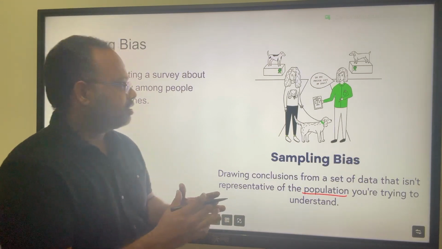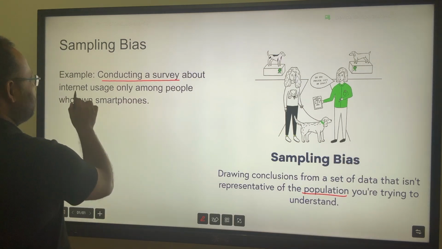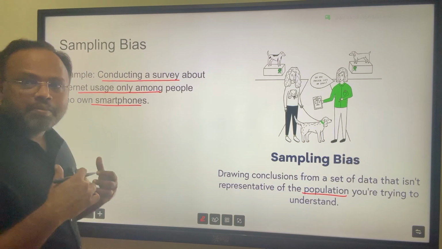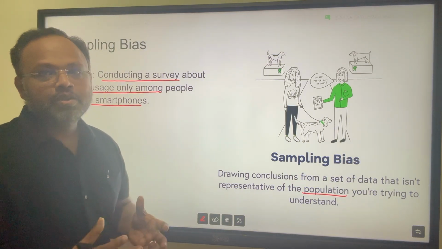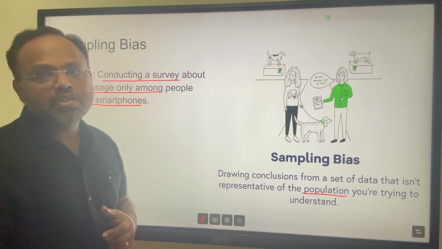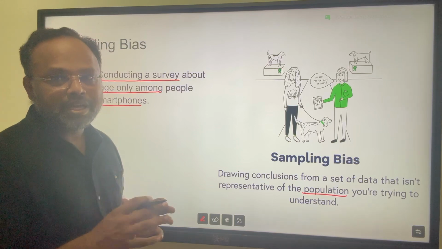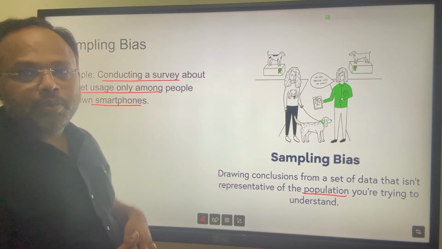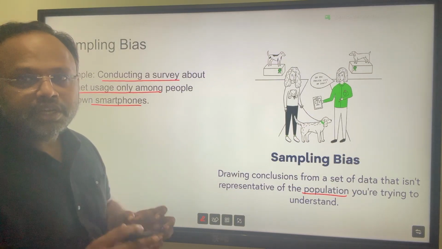So in this example, if we are conducting a survey about internet usage among people who have smartphones, we have a sample where internet usage is going to be very high. So they report that internet usage is high. So we have a sampling bias. We may end up with sampling bias resulting in overestimation of internet usage among the people. So it will not be a true representative of the population which we intend to study.